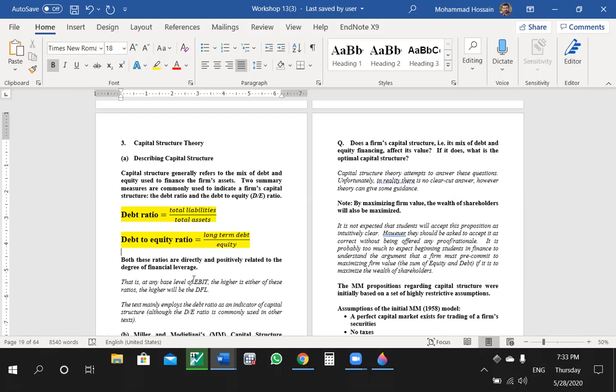Okay, debt ratios. Two summary measures are commonly used to indicate a firm's capital structure. They tell you how much your debt ratio is. Debt ratio is total liabilities divided by total assets.